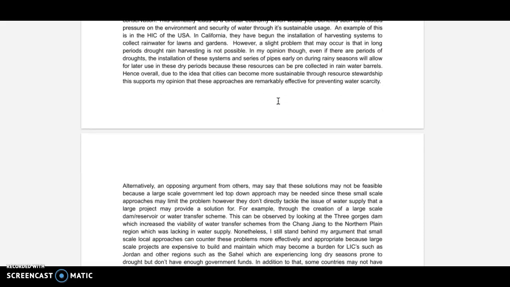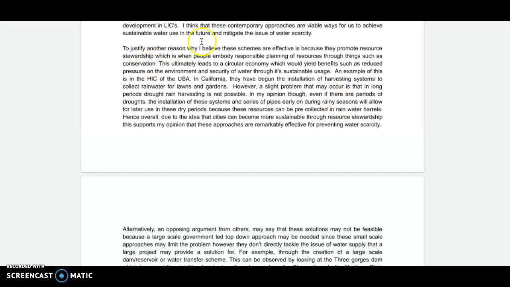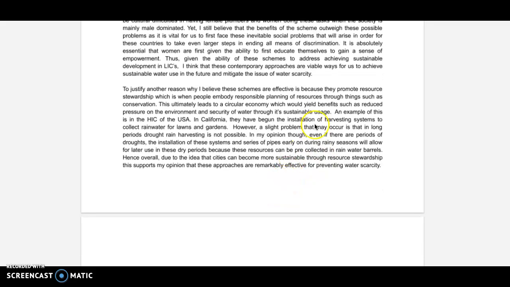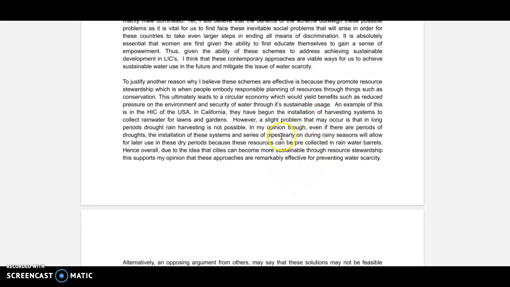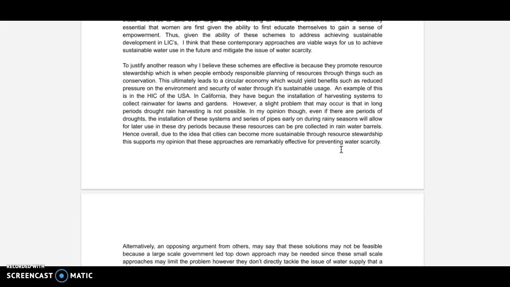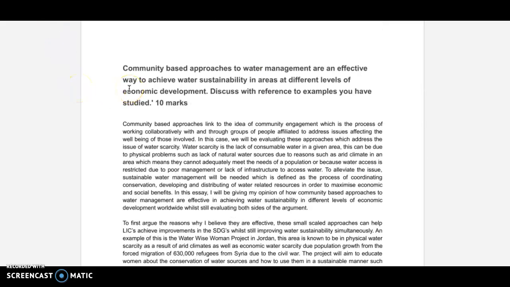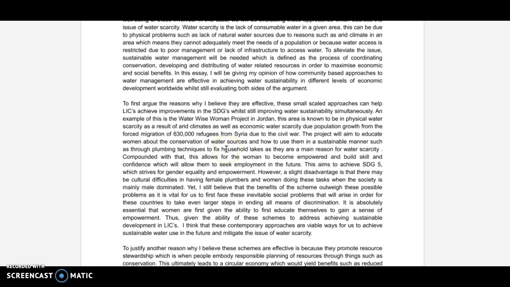Then I'm giving a conclusion. Hence, overall, due to the idea that cities can become more sustainable through resource stewardship, this supports my opinion that these approaches are remarkably effective for preventing water scarcity. So again, I'm saying this is really good. I support this statement, but this might happen, but it's okay because it's still sustainable. And then I'm concluding saying it is still sustainable despite the possible challenges. And in another case, I might have argued against it, but that's just what my examples were supporting.